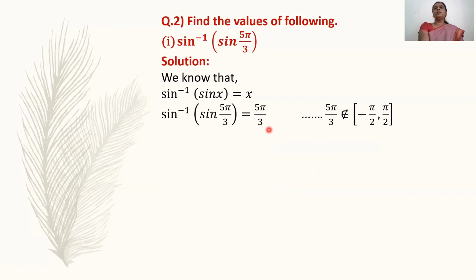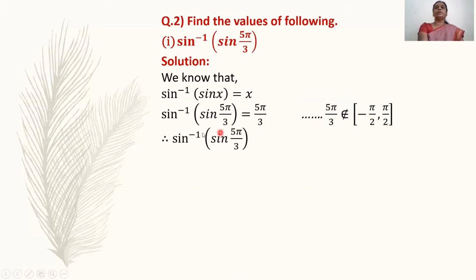Now convert this angle into degree. How many degree it is? It is 300 degree. And what is the range for sine function? Range for sine function is closed interval minus 90 to plus 90. Means this 5 pi by 3 does not belong to the range interval. Therefore, this is not the principal value. Means you have to use another method.